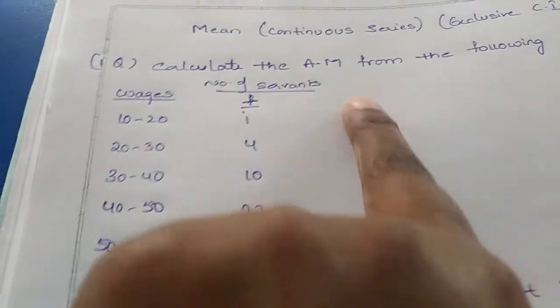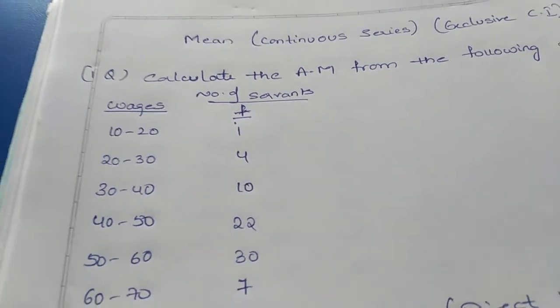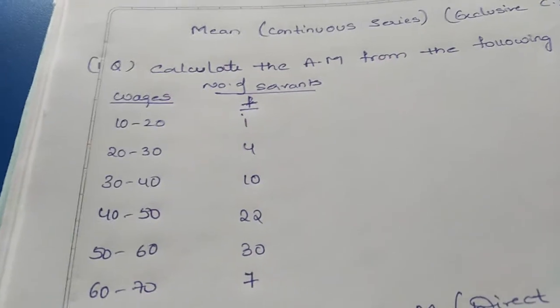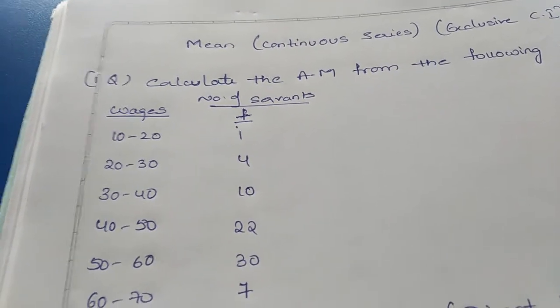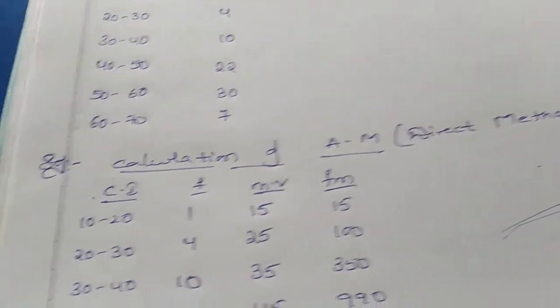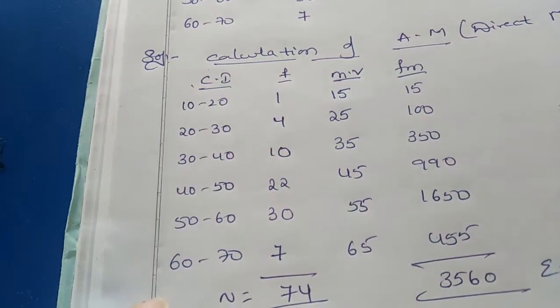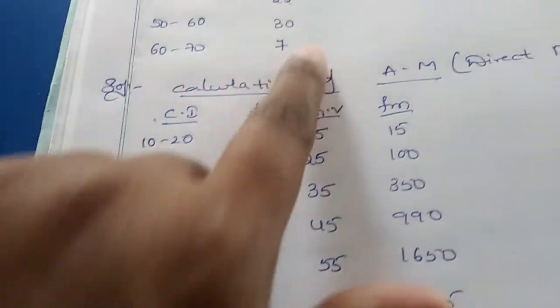Here we have to calculate the arithmetic mean, nothing but the average. How do we do it? First I am going to explain the direct method. Calculation of arithmetic mean, direct method: first we take the class intervals, which are given in the question, and the frequency as it is, and then the mid values.